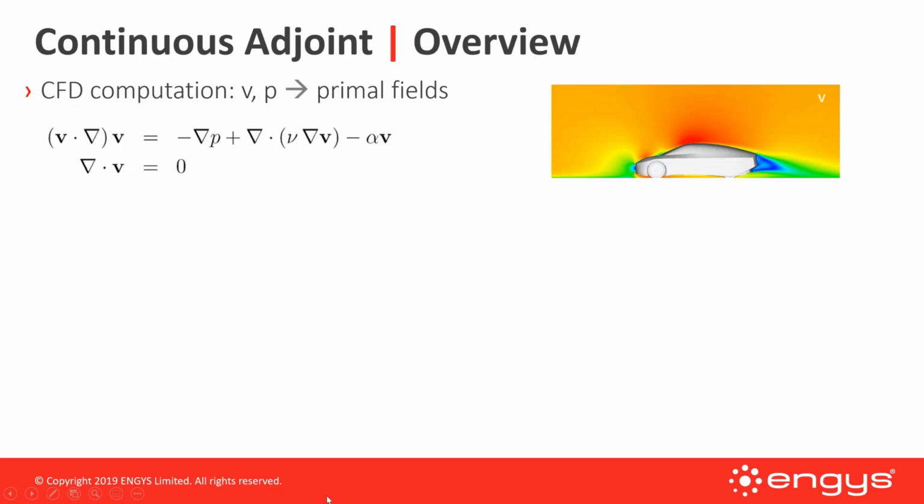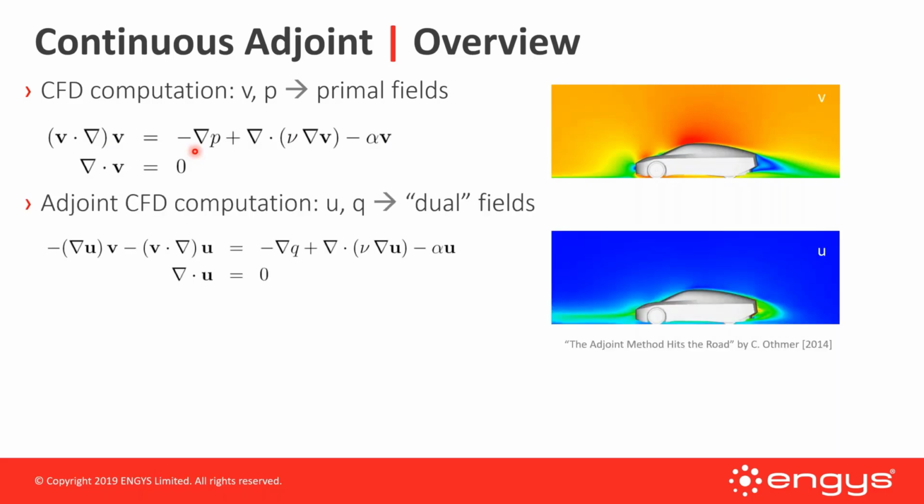And here we've got the incompressible Navier-Stokes. There's no time derivative, so this is steady state. We might have a source term in here. So we've got a momentum equation with pressure, and then we've got a continuity equation associated with this.